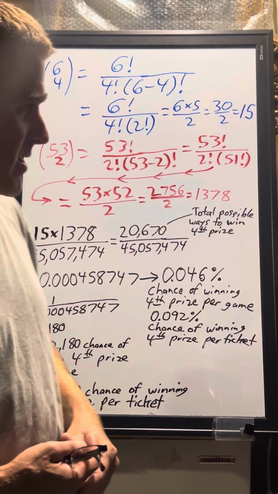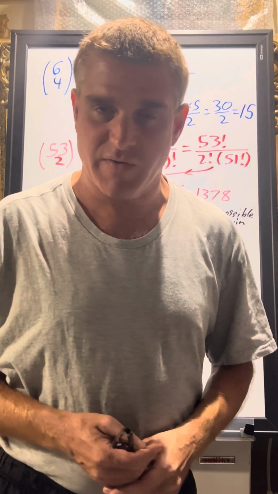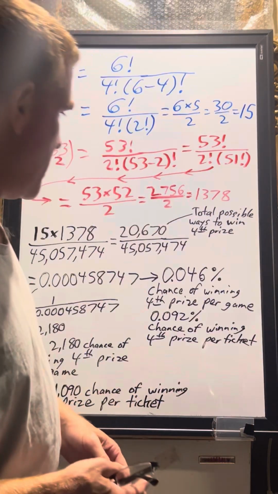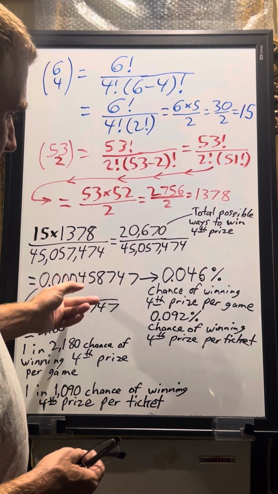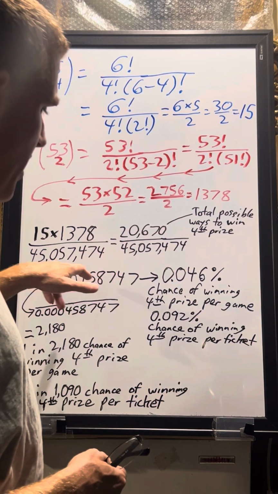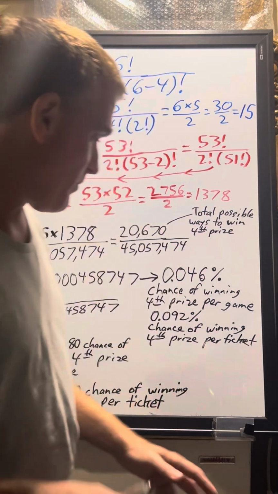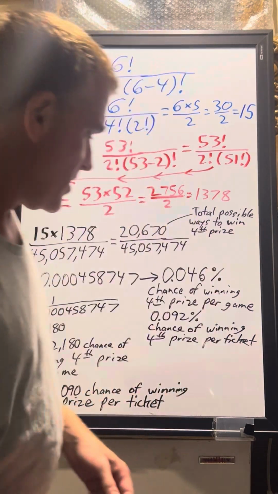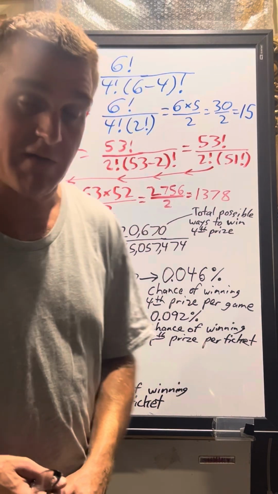You're multiplying the number of different ways you can pick 4 out of 6 numbers with the number of different ways that those two numbers that didn't match up could be incorrect. And so then you're left with this decimal here. If you want to express the odds as a percentage, you would just multiply this decimal by 100 to get the percentage, and you've got 46 thousandths of a percent chance of winning fourth prize per game. You're allowed 2 games per ticket, so that means you've got 92 thousandths of a percent of winning fourth prize per ticket.